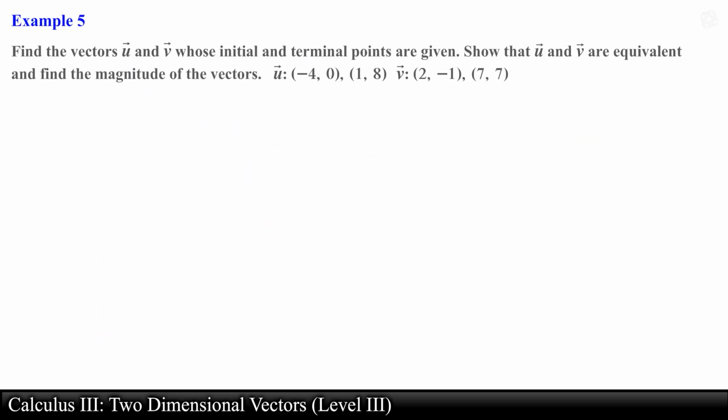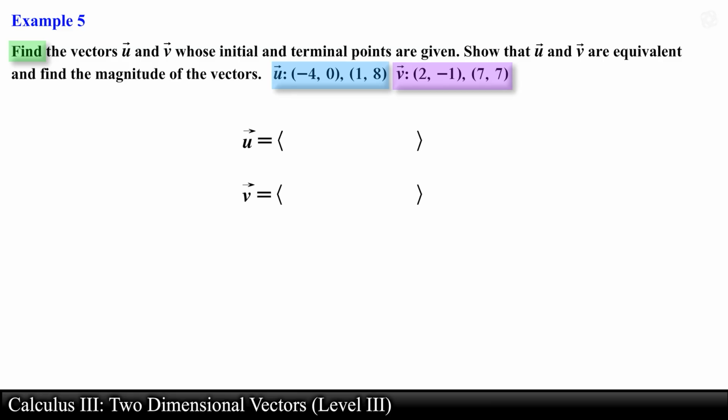Alright, let's go over the final example. Find the vectors u and v whose initial and terminal points are given. Show that u and v are equivalent and find the magnitude of the vectors. Alright, the problem is asking us to find vectors u and v. We are provided with the vectors' initial and terminal points. They are essentially asking us to denote the vectors in component form.